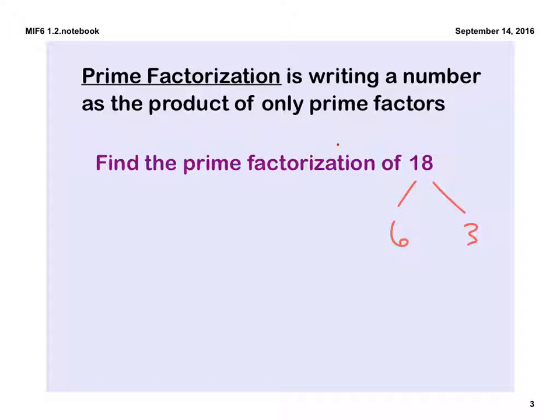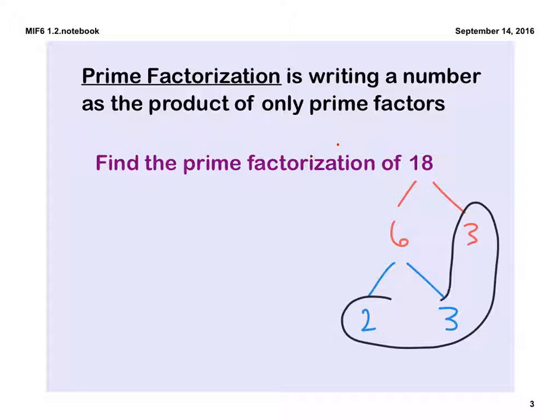Is 6 prime? No, 6 isn't prime. So we're going to branch off again. What are factors of 6? 6 is 2 times 3. Is 2 prime? Yeah, 2 is prime. Is 3 prime? Yes. Is this 3 prime? Yes, so I don't need to branch again. Our prime factorization of 18 is going to be the product of those numbers down on the end of this tree. It's 2 times 3 times 3.